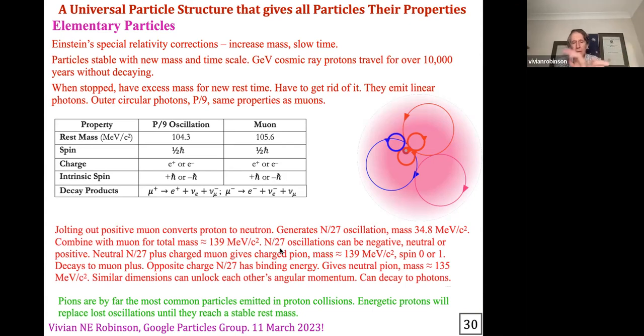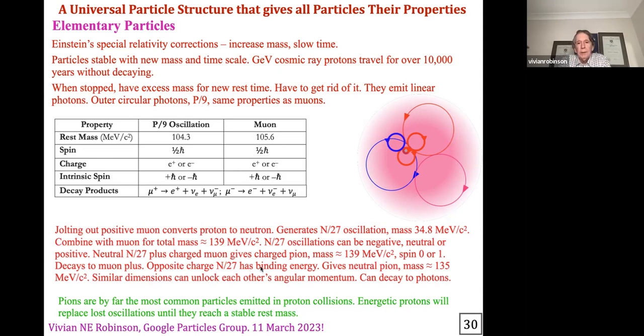I mean, you've got to have everything going on when the atoms collide, when the nucleons collide with each other at very high energies. If a neutral n/27 attaches itself to a charged muon, there's not much binding energy there, so the mass stays at around 139 MeV per c squared. It has spin 0 or 1, and it decays to a muon plus whatever else.